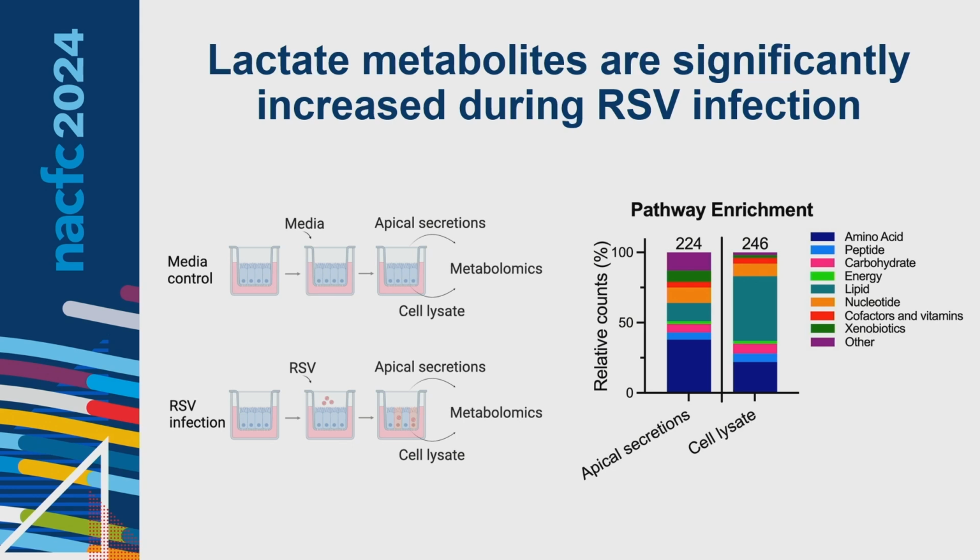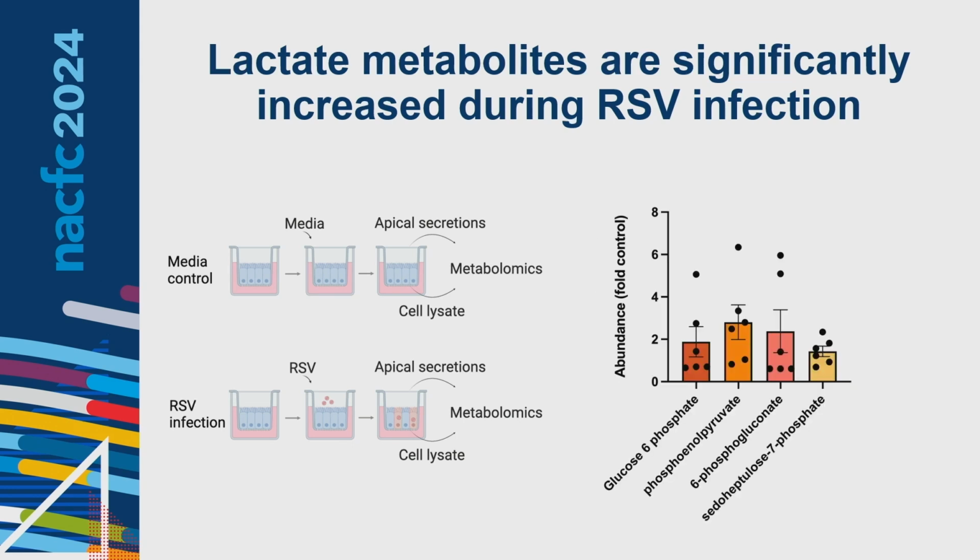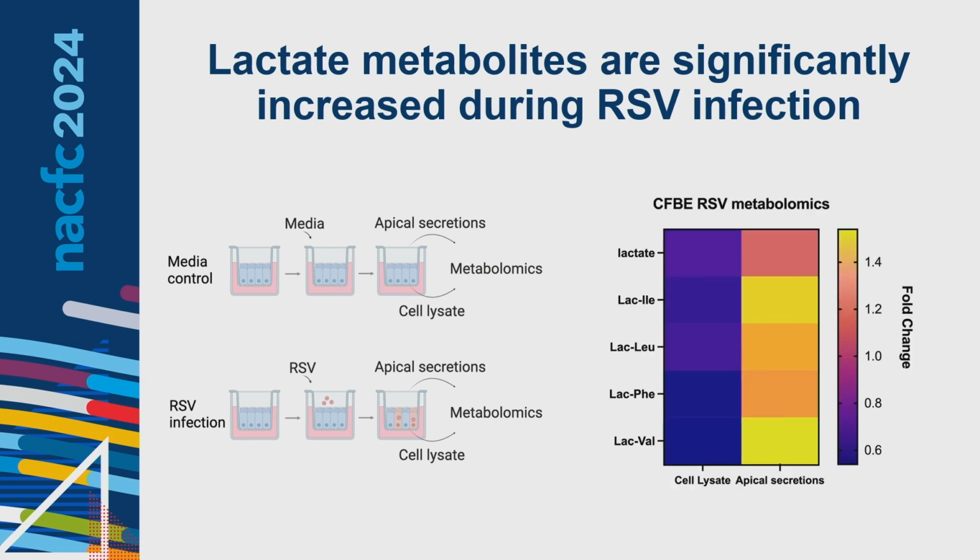And when we look more specifically into the cell lysate, we do see fold change increases in numerous glycolytic and pentose phosphate pathway intermediates, indicating that those metabolic signatures I've been talking about are showing up. And just to tease a little bit where my project is going moving forward with this, when we looked at lactate secretion, we do see an accumulation of lactate in the apical secretions of RSV-infected cells.